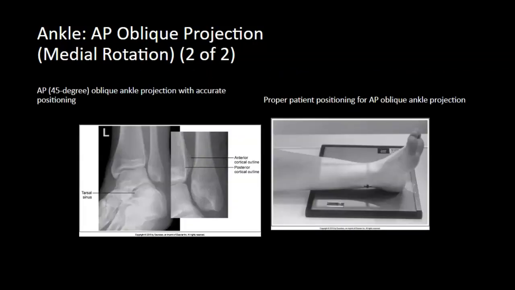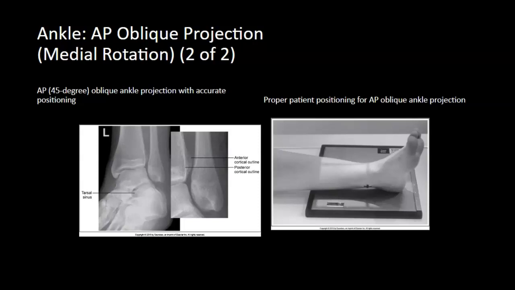For the AP oblique projection, medial rotation with 45-degree obliquity, guidelines state that the lateral mortise is open with differing degrees of mortise narrowing. The fibula should be seen without tibial superimposition. The tarsal sinus is demonstrated. The tibio-talar joint space is open and centered to the exposure field.